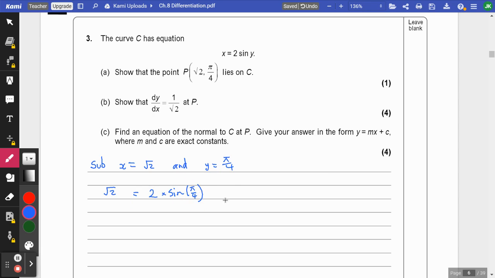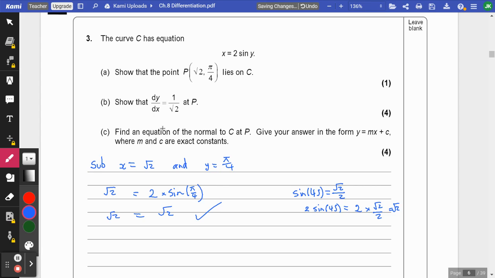And just really, really quickly, sine of pi over 4, if you want to convert it to degrees, that's the same thing as sine of 45 degrees. Pi radians is 180, so pi over 4 is 45. So we've got the sine of 45 equals root 2 over 2. So therefore, 2 sine 45 equals 2 times root 2 over 2, which equals root 2. So root 2 is indeed equal to root 2. All good, it checks out.